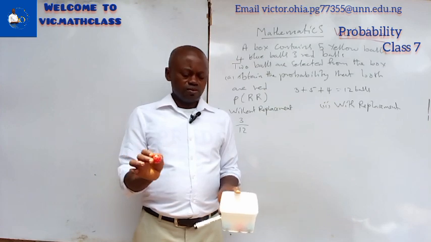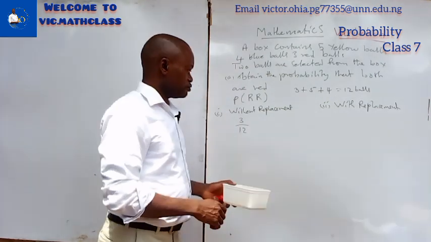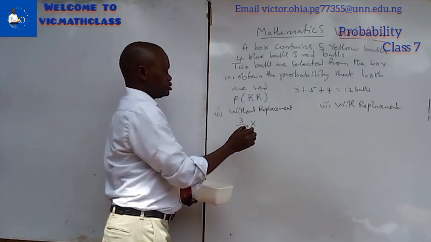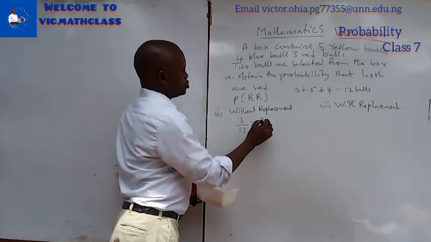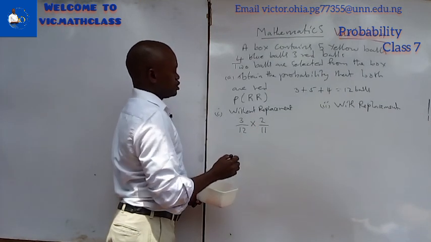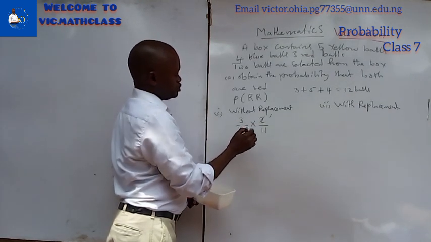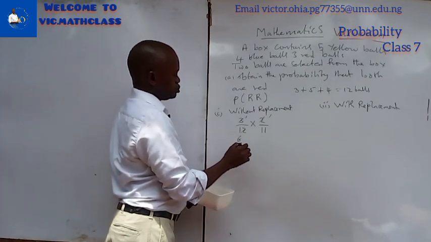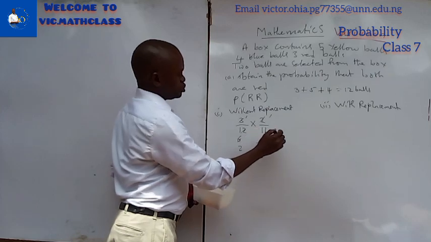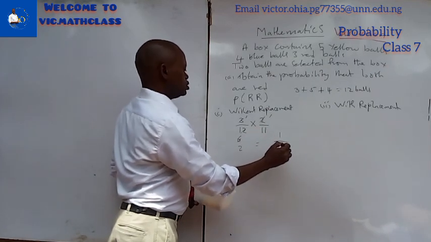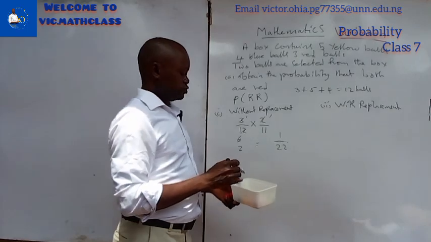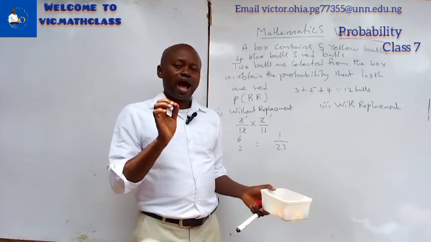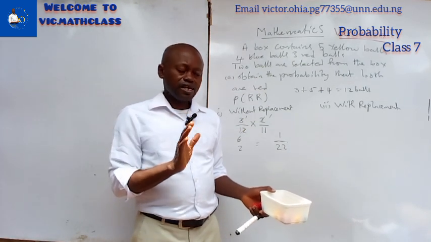With this now, I am going to have the probability of first red, 3 over 12, times, because they are independent, 2 over 11. This 3 cancels with this 6, and then this 2 cancels, and we have 2 times 11, which is 1 over 22. So this is the probability of selection without replacement, and the 2 are red. I hope that is clearly demonstrated.